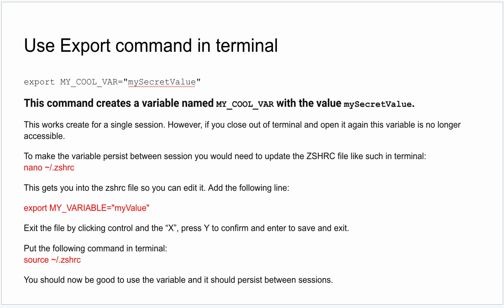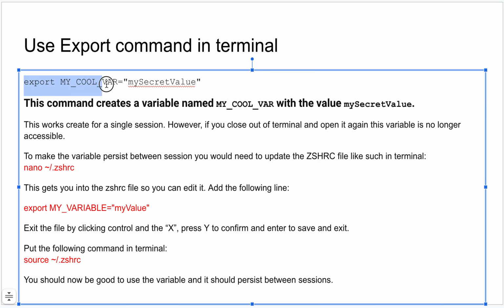Okay, so to do this, starting out in Terminal, you're going to use the export command. You can just put this right into Terminal and press enter, and this will set this variable, myCoolVar, equal to whatever's in the quotes here. So this works great and will work for one session or one use of your terminal window. But once you exit out of Terminal and you go back in, it's no longer going to be available.